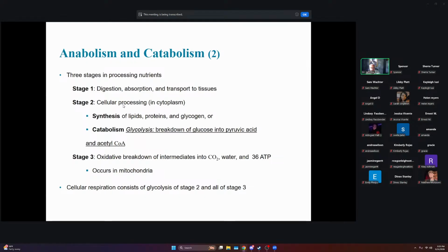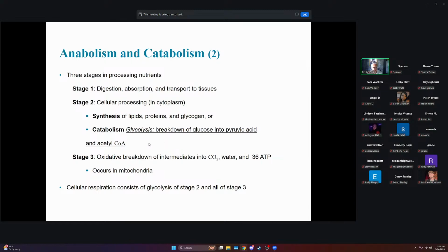It occurs in the cytoplasm of the cell. And the output is, you had glucose, and now you're going to have pyruvic acid and acetyl-CoA, and the production of ATP, but only a tiny little bit. Only roughly 15 to 30 seconds worth of energy is going to get produced from glycolysis. If you're out for a run, you need more than 15 to 30 seconds of energy.